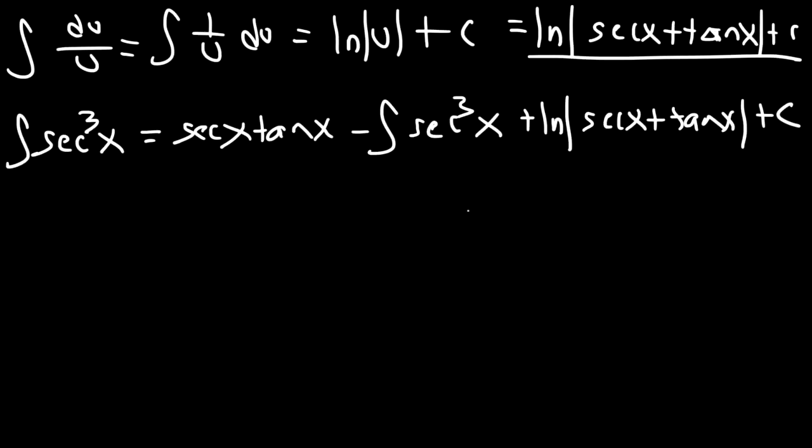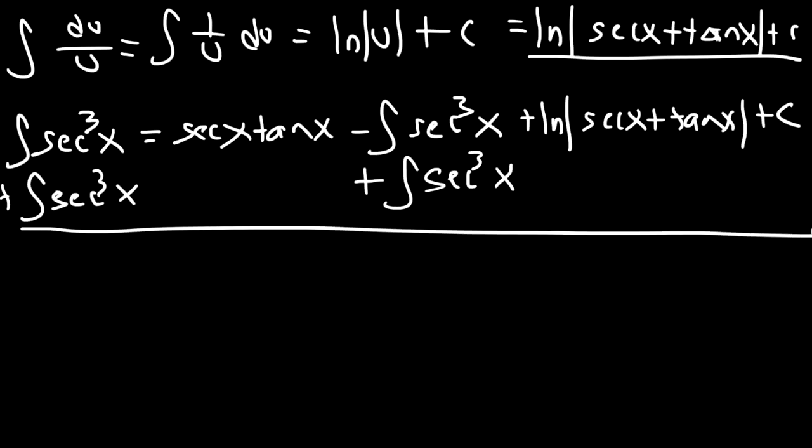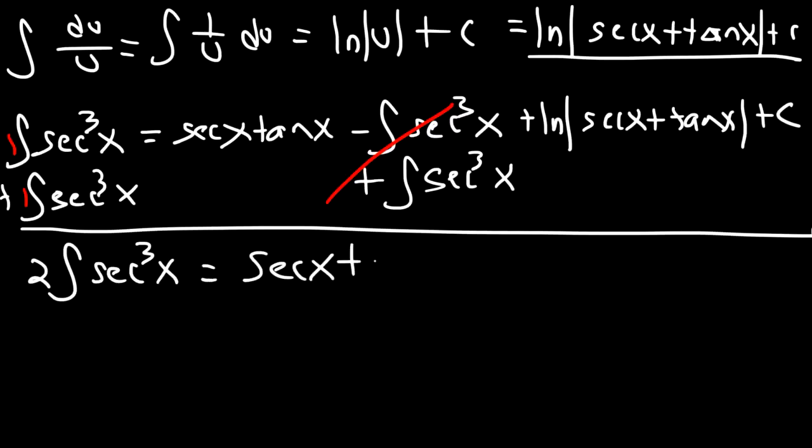So what we're going to do at this point is add this integral to both sides of the equation. So on the right side, these two will cancel. On the left, 1 plus 1 is 2. So on the left, we're going to have 2 times the integral of secant cube x, and that's equal to secant x tangent x plus this stuff.